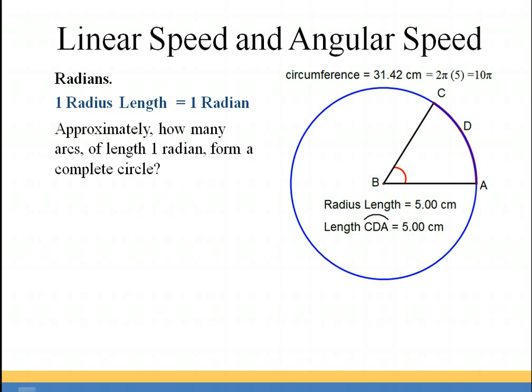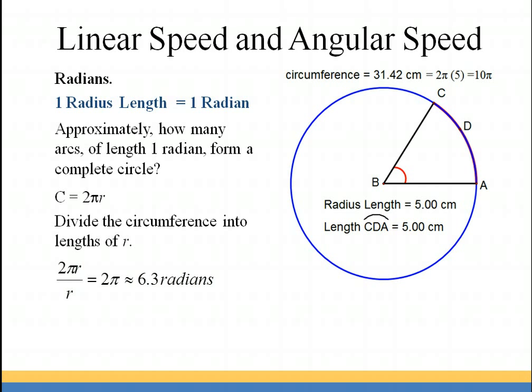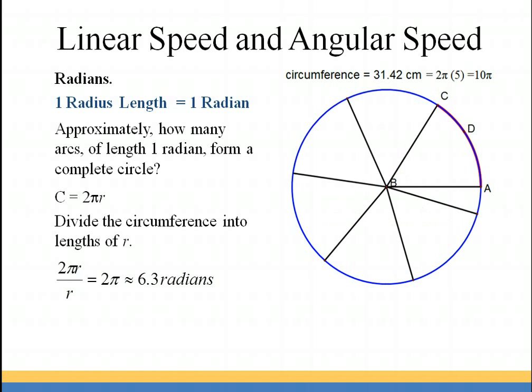Well, what we could do is figure out the circumference of the circle, and since our radius length is 5, our circumference is 2 pi times 5, or 10 pi. Then we're going to divide 10 pi by 5 to get how many radius lengths we have going around the circle. And that's simply going to give us back 2 pi. Now, it really wouldn't matter what our radius length was. We're going to take our circumference and divide it by r, and the r's cancel out, so we're left with 2 pi. 2 pi is about 6.3 radians.